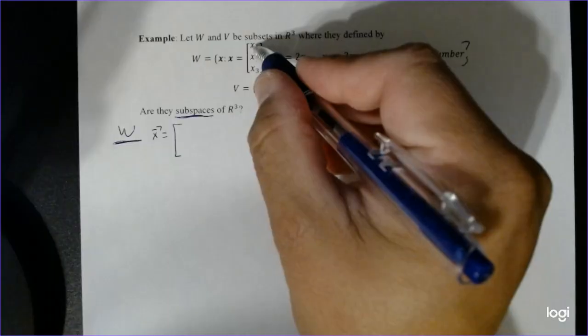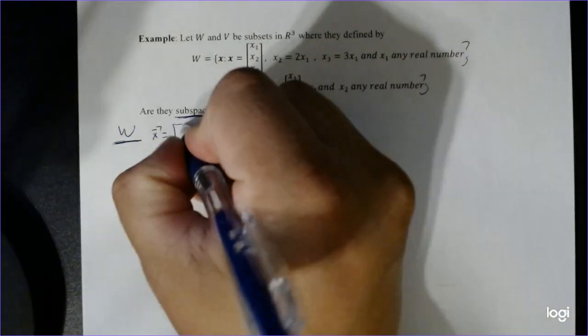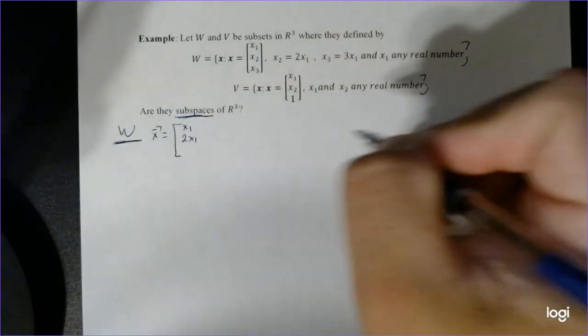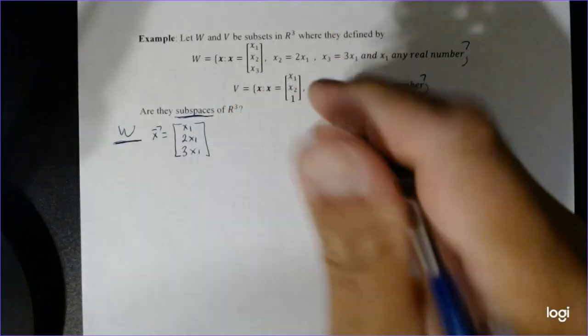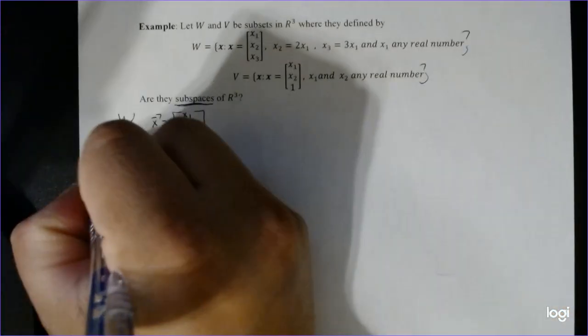Okay, so instead of x having 1, 2, and 3, I'm going to rewrite exactly what this represents. So it says x1 could be anything I want it to be. x2 is 2 times x1, and x3 is 3 times x1. So that's basically how my vector is. Okay. All right, so now let's just go down the list.